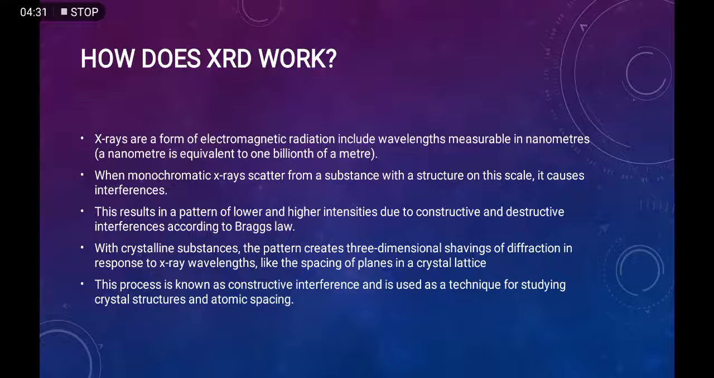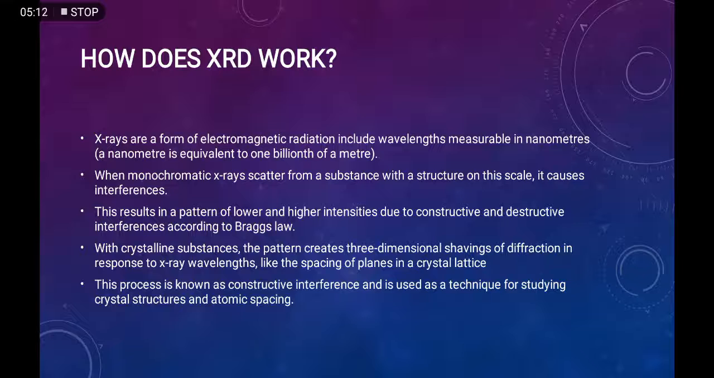When monochromatic X-rays scatter from a substance with a structure on the scale of the wavelength, it causes interference. This results in a pattern of lower and higher intensity due to constructive and destructive interference according to Bragg's law, which we will discuss later. With crystalline substances, the pattern creates a three-dimensional diffraction pattern. It responds to the X-ray wavelength, like the spacing of the planes in the crystal lattice. This process is known as constructive interference and is used as a technique of studying crystal structures and atomic spacing.